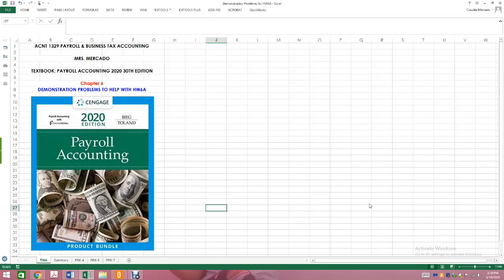Okay, so this particular chapter deals with recording payroll in a payroll register and posting the information into various employees' earnings records. We're going to identify the various deductions, both voluntary and involuntary. These can be any taxes or garnishments that are taken out of the employee's gross pay.